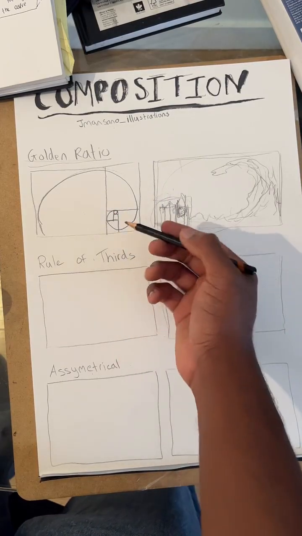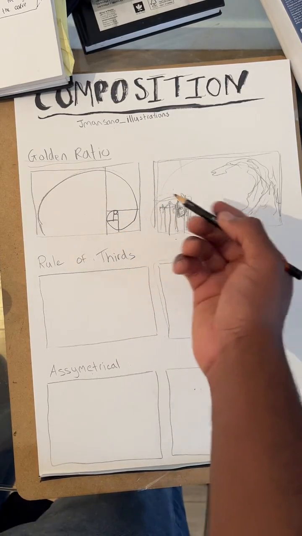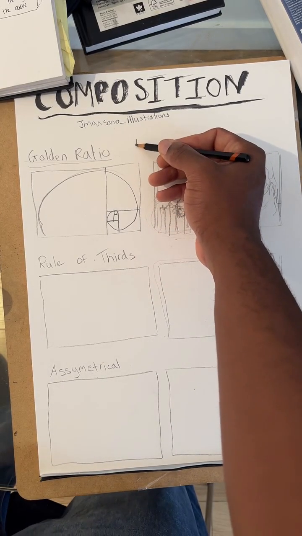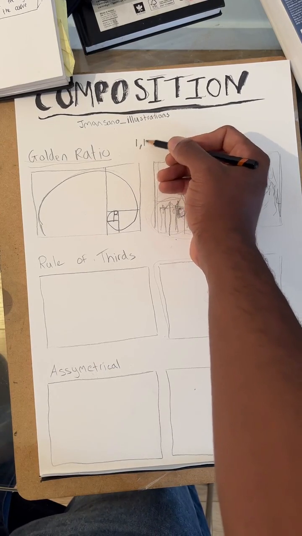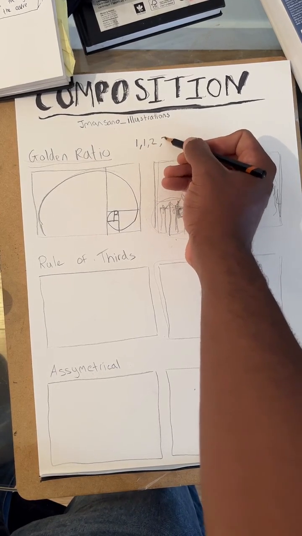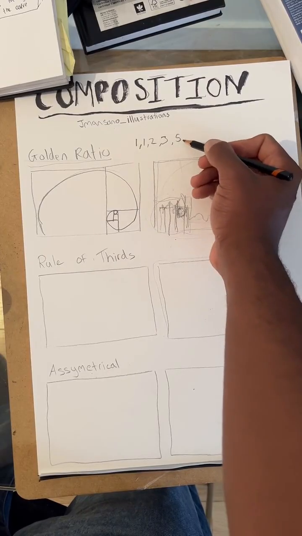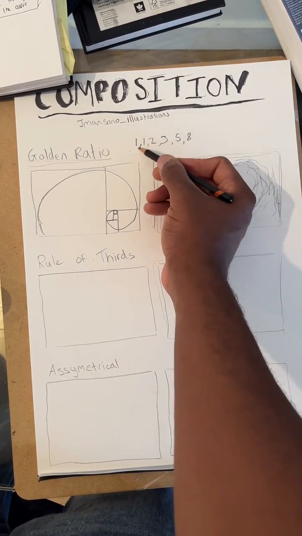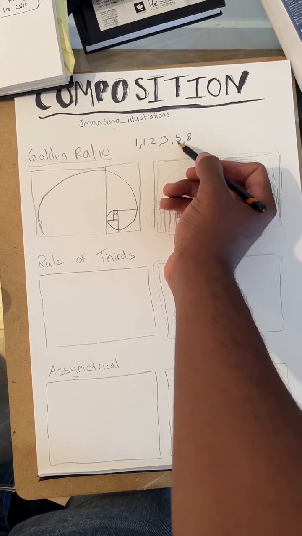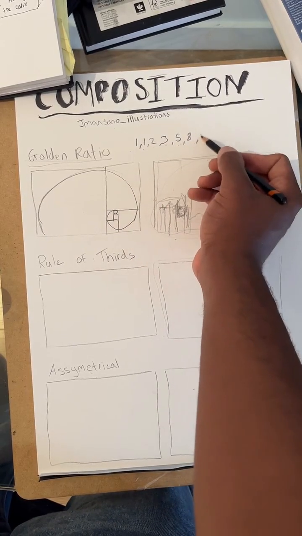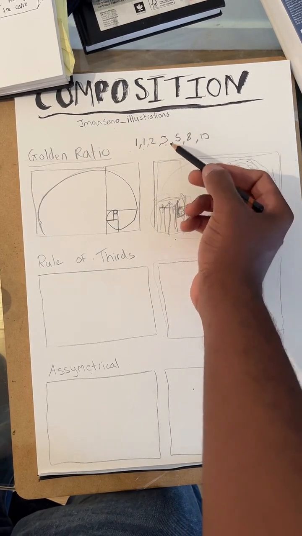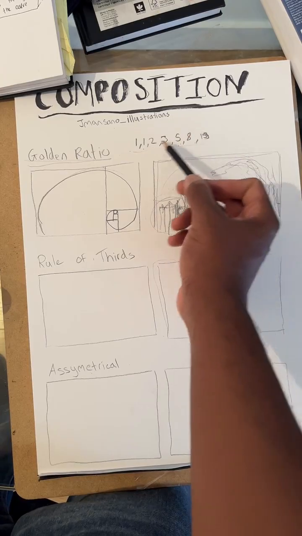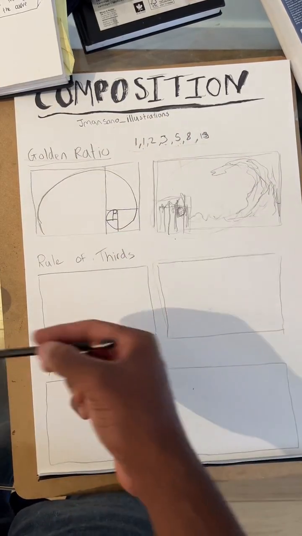And the Fibonacci sequence, you'll start seeing it, and once you know this, you can start using it in your work. If I'm not mistaken, it goes 1, 1, 2, 3, 5, 8. So you're adding the previous number: 1 plus 1 is 2, 2 plus 1 is 3, 5 plus 3 is 8, 8 plus 5 is 13. You'll start seeing this Fibonacci sequence in nature.